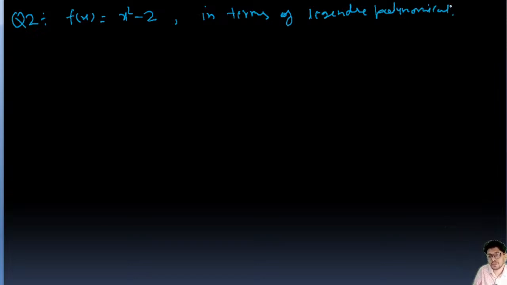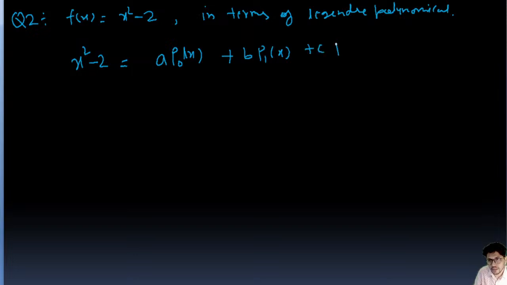From the typical method it is going to be very lengthy, but if we know these values of p0(x), p1(x), p2(x), which I have already explained, then you can easily solve it. So we can write this equation, x square minus 2, as it is a quadratic equation, like a p0(x) plus b p1(x) plus c p2(x). We can write in this form, right?